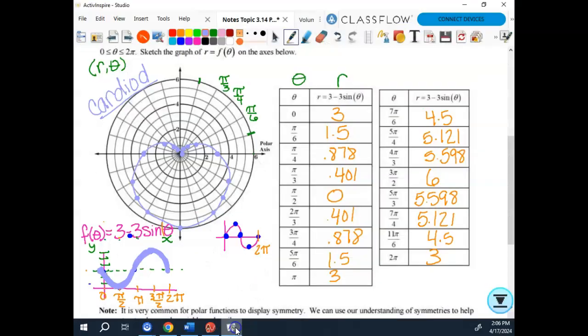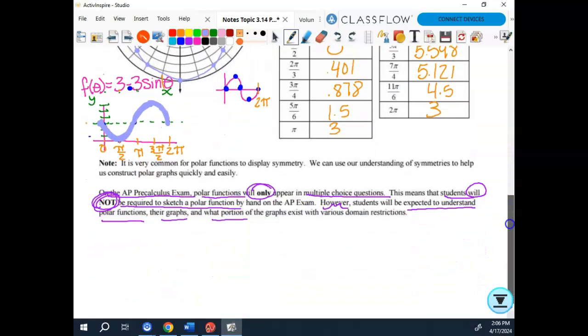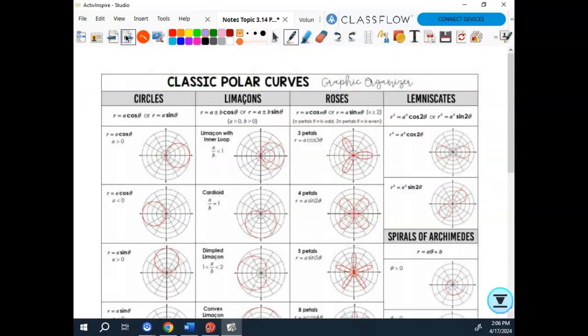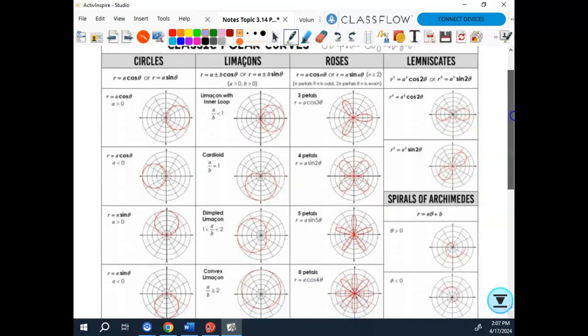So, all right. Like I said, you're not going to ever have to graph them again, in here anyway. But there are some things that we need to know about them. And let me point this out too. It does say it's very common for polar functions to display symmetry. So if you know what it's supposed to look like, you can get some symmetry there, and we can use our understanding of symmetries. All right. So flip it over. Take a look at this chart of these basic classic curves.